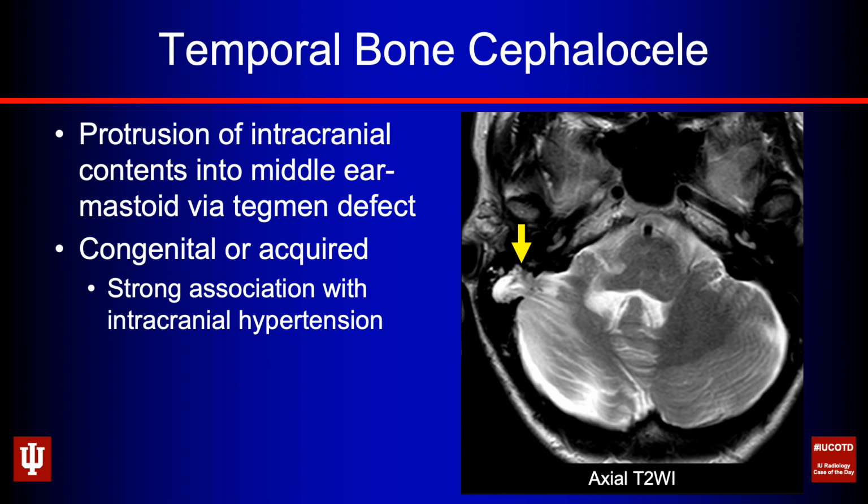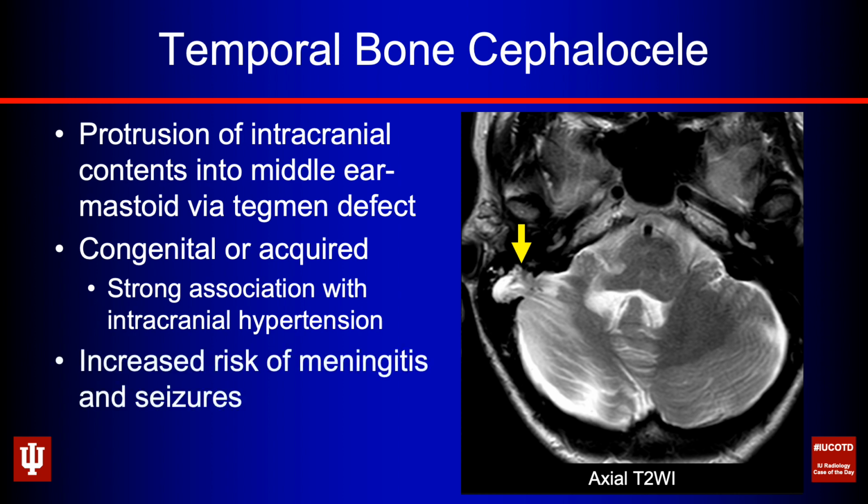It's one of those constellation findings that ups my suspicion that I'm dealing with intracranial hypertension when I see it. These patients do have an increased risk of meningitis for obvious reasons, especially if it communicates to the external atmosphere, and for also obvious reasons, depending on what part of the brain is protruding through, these patients may also be at increased risk of seizures as well.